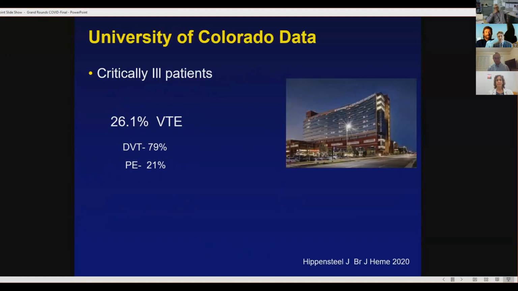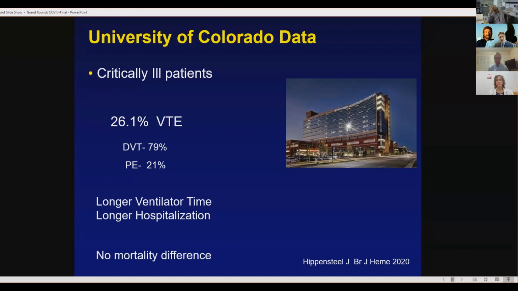make clots. Now I mentioned Dr. Hippensteel; Dr. Jolly and Dr. Burnham actually put this data together and just had it accepted for publication. Looking at our patients, there was a 26.1% incidence of VTE. DVT made up 79% of this data, 21% were PE. Interestingly, there were associations with longer ventilator time if you had a VTE, longer hospitalization time, but no mortality difference, though the unadjusted mortality was pretty close, almost a benefit towards the patients that had clot, which was a little odd. But again, take this data for what it's worth.